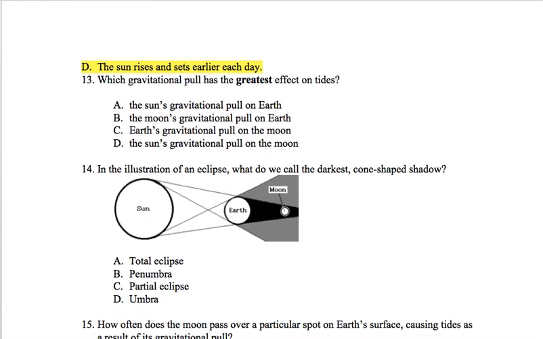Number 13. Which gravitational pull has the greatest effect on tides? A. The sun's gravitational pull on Earth. B. The moon's gravitational pull on Earth. C. Earth's gravitational pull on the moon. D. The sun's gravitational pull on the moon.